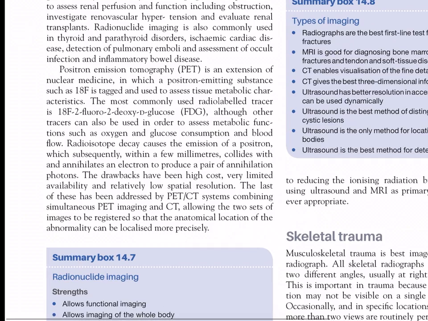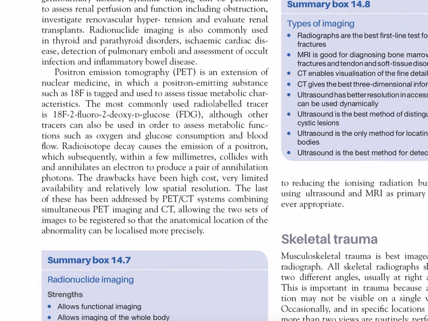Positron emission tomography is an extension of nuclear medicine in which a positron emitting substance such as 18-fluorine is tagged and used to assess tissue metabolic characteristics. The most commonly used radiolabeled tracer is 18-fluoro-2-deoxy-D-glucose, FDG, although other tracers can also be used in order to assess metabolic functions such as oxygen and glucose consumption and blood flow.